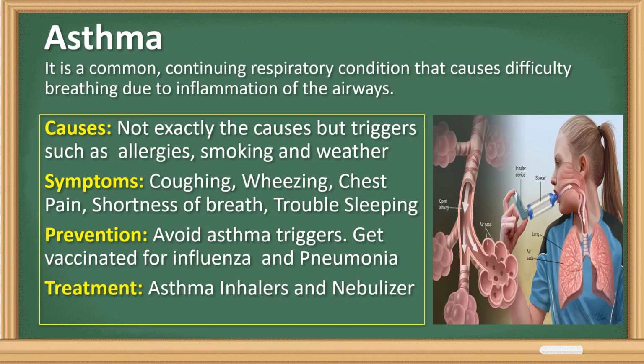What are the causes? Not exactly the causes, but triggers. What are those triggers? It could be allergies, smoking, and weather. Once a person who has asthma encounters his or her triggers like allergy, smoke, or weather condition, he or she could suffer this kind of disease, which is asthma. What are the symptoms? It could be coughing, wheezing, chest pain, shortness of breath, and trouble sleeping.